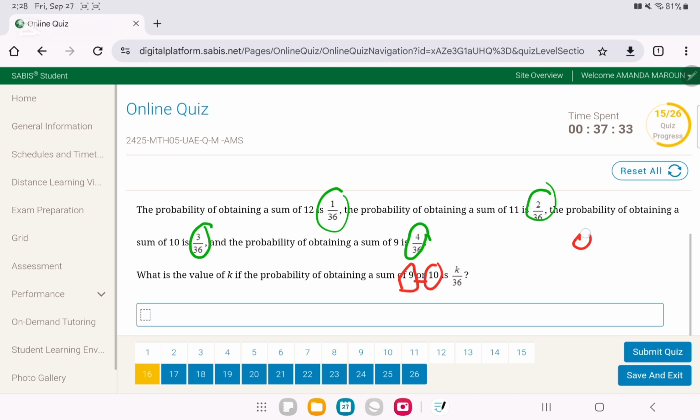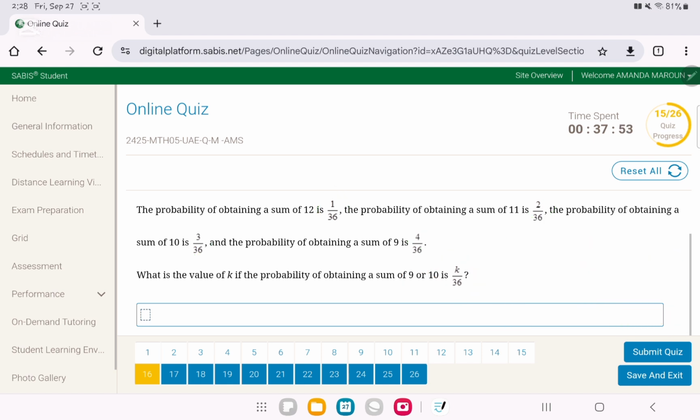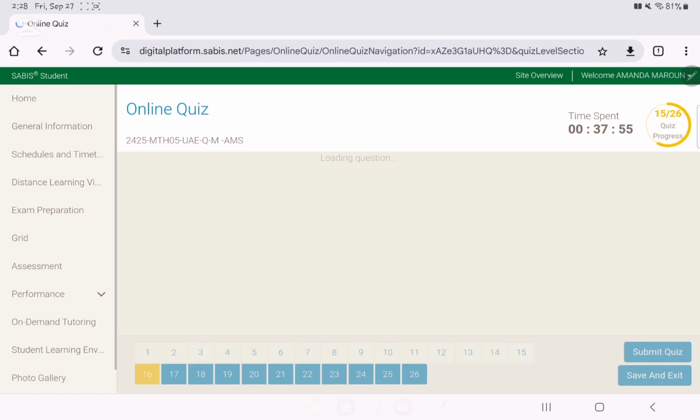We said anytime we have or in math, it means plus. So the probability of getting 9, which is 4 over 36, plus, because we have or, the probability of getting 10, which is 3 out of 36. So in total, it is 7 out of 36. So we have k, the value of k is going to be 7.